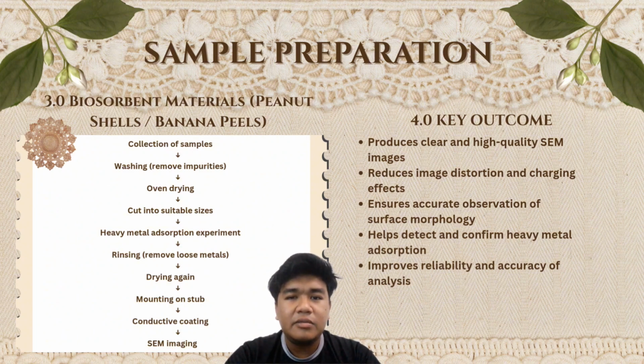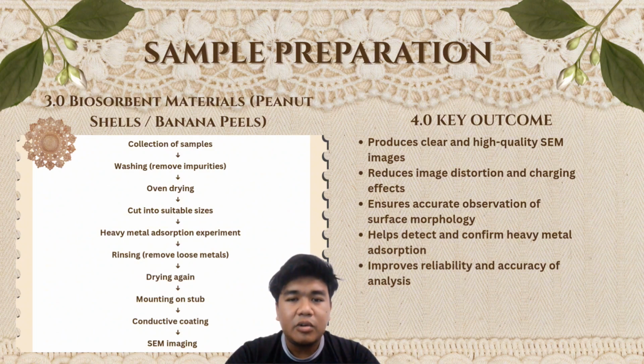After the heavy metal absorption experiments, the biosorbents are rinsed to remove any loosely attached metal ions and dried once again. The prepared samples are then mounted on SEM stubs and coated with a thin conductive layer before imaging. This preparation process allows researchers to observe changes in the surface morphology and confirm the presence of heavy metals attached to the surface and pores of the biosorbent.